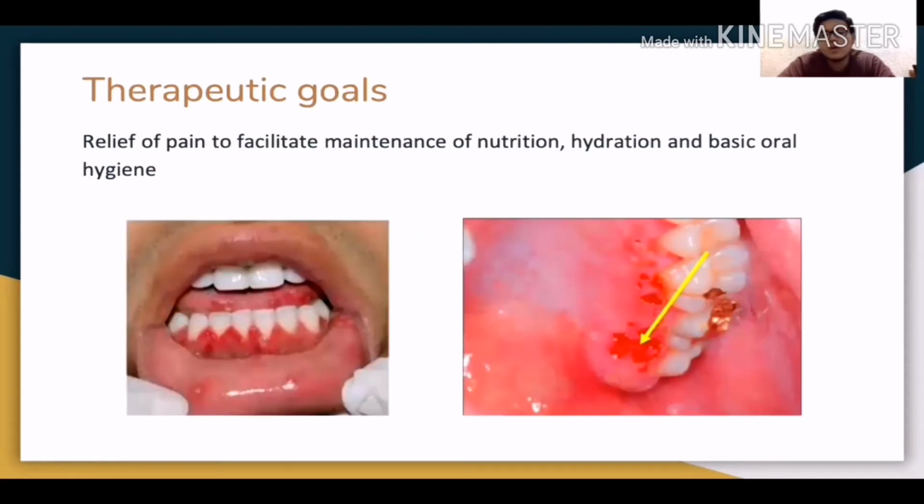The therapeutic goal of herpetic gingival stomatitis is to relieve the pain and facilitate maintenance of nutrition, hydration, and oral hygiene. The most important component in the management of herpetic gingival stomatitis is hydration. Adequate hydration is often achieved with pain control. So analgesics such as oral acetaminophen and oral rinses are encouraged to make the patients more comfortable and promote fluid intake.